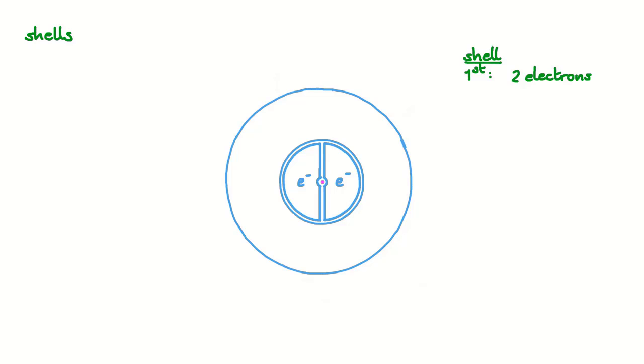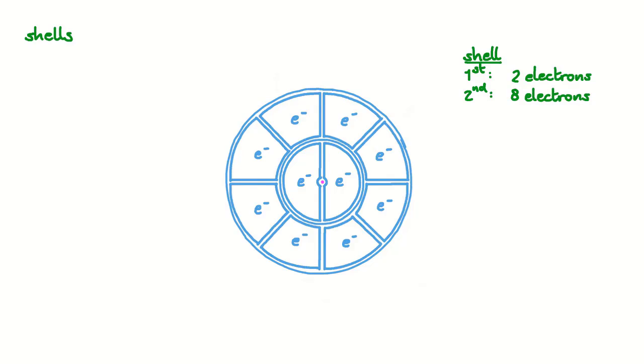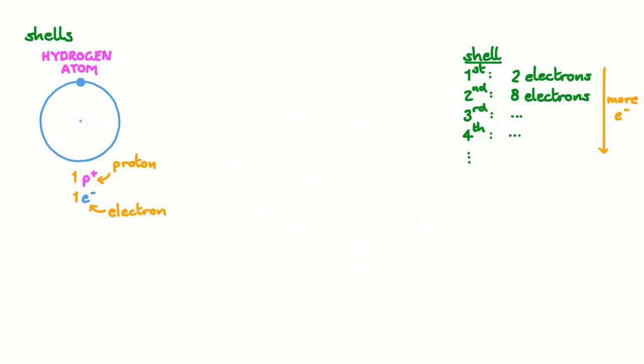The first shell can only contain 2 electrons. The second electron shell can contain a maximum of 8 electrons. The bigger the shell, the more electrons it can fit. An atom of hydrogen has 1 electron and 1 proton. The electron is quite tightly bound to the hydrogen nucleus with its 1+ charge.